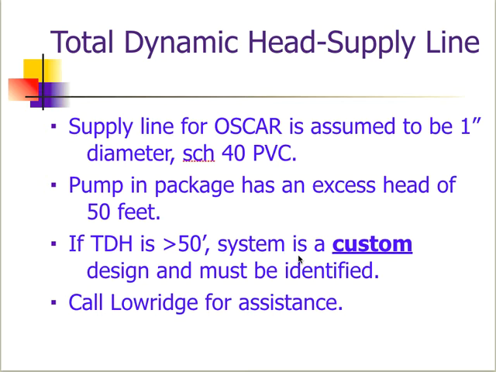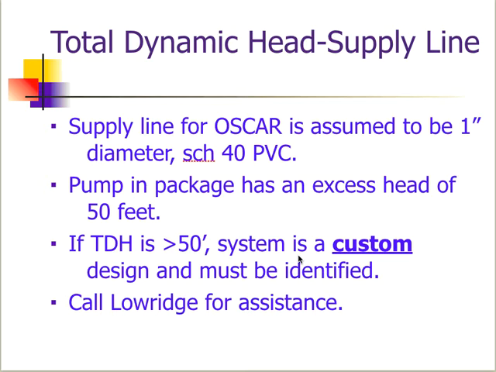So we're also going to assume when calculating your friction loss that we're using 1-inch Schedule 40 PVC pipe. And again, we've got 50 feet of head to work with the pump that's in the package. If we determine that our TDH is more than 50 feet of head, we're going to want to identify the system as a custom design and identify it. And I would suggest giving Low Ridge a call for assistance.